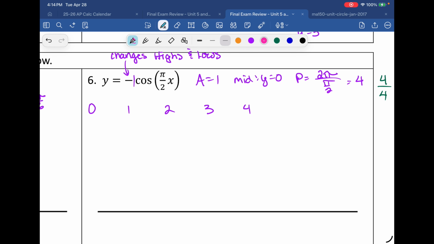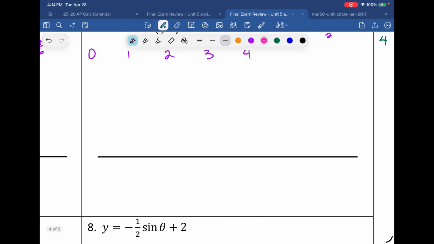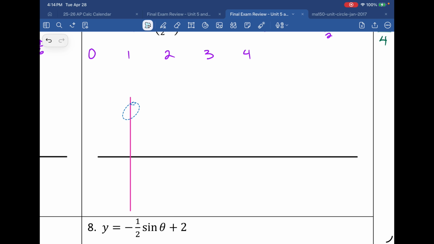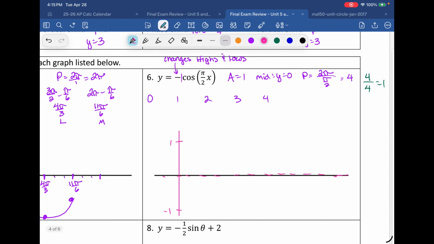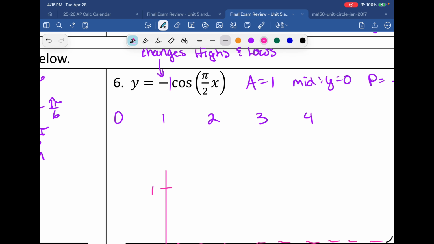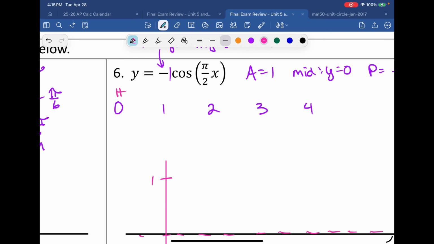All right, so then we graph. The amplitude being 1 means I can go as high as positive 1 and as low as negative 1. And my midline is y equals 0. All right, now, because it's negative, it switches your highs and your lows. Cosine is supposed to start high. Then we go mid, then we go low, back to mid, high.